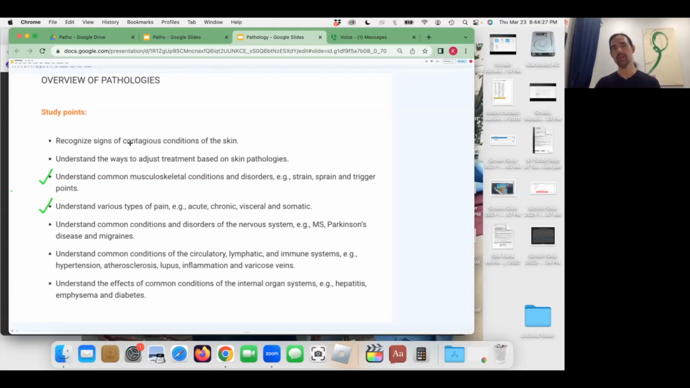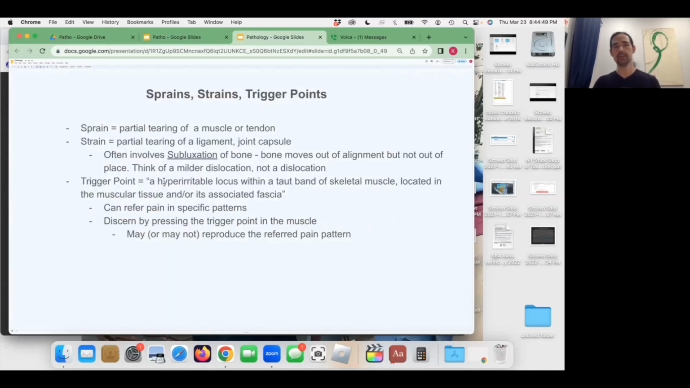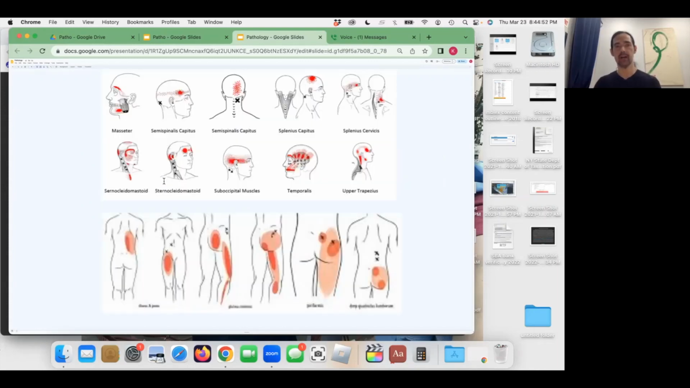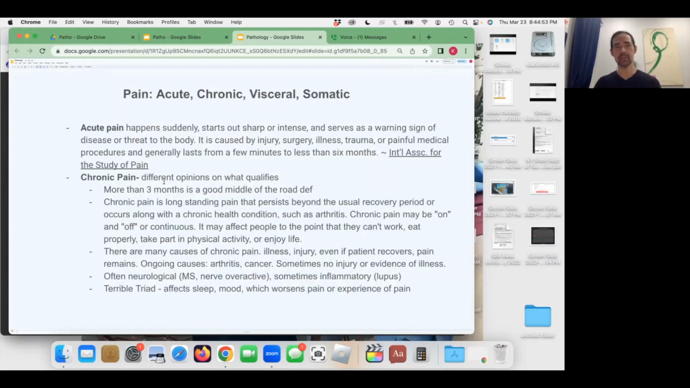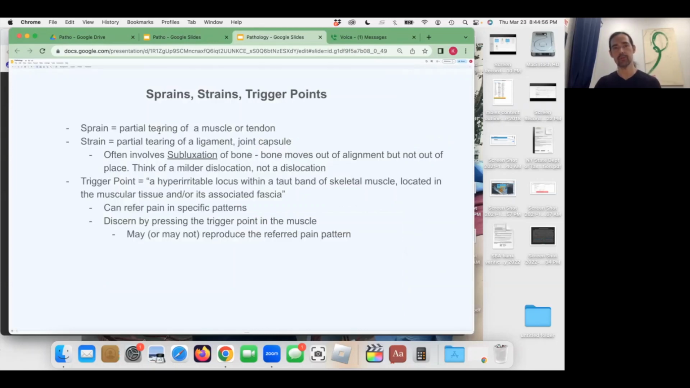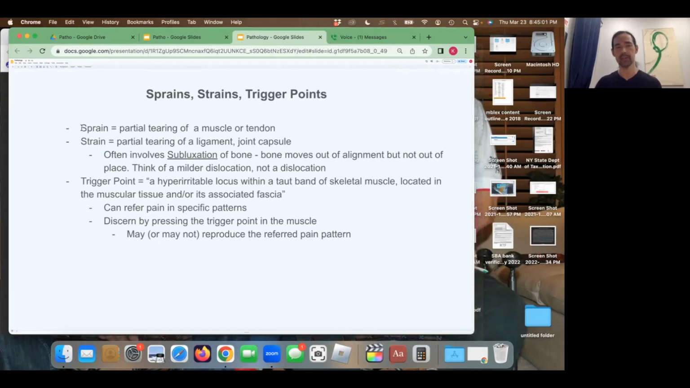So I skipped signs of contagious conditions of the skin and ways to adjust treatment based on skin pathologies, right? I want you guys to research those or look them up. Understand common musculoskeletal conditions and disorders, for example, sprains, strains, and trigger points. And then we're going to get into acute versus chronic pain. So these slides, they have a lot of words on them, but don't be intimidated. All right, we're going to go through things slowly, one at a time. You'll be able to take them in.